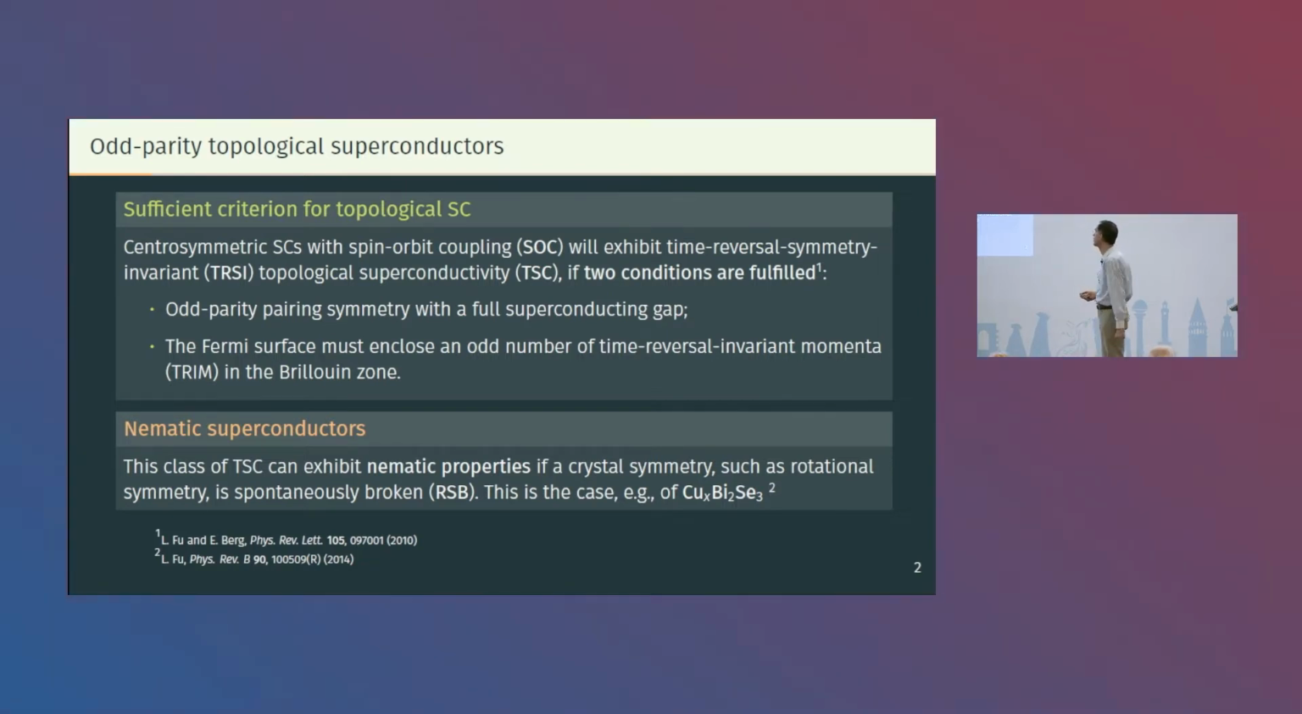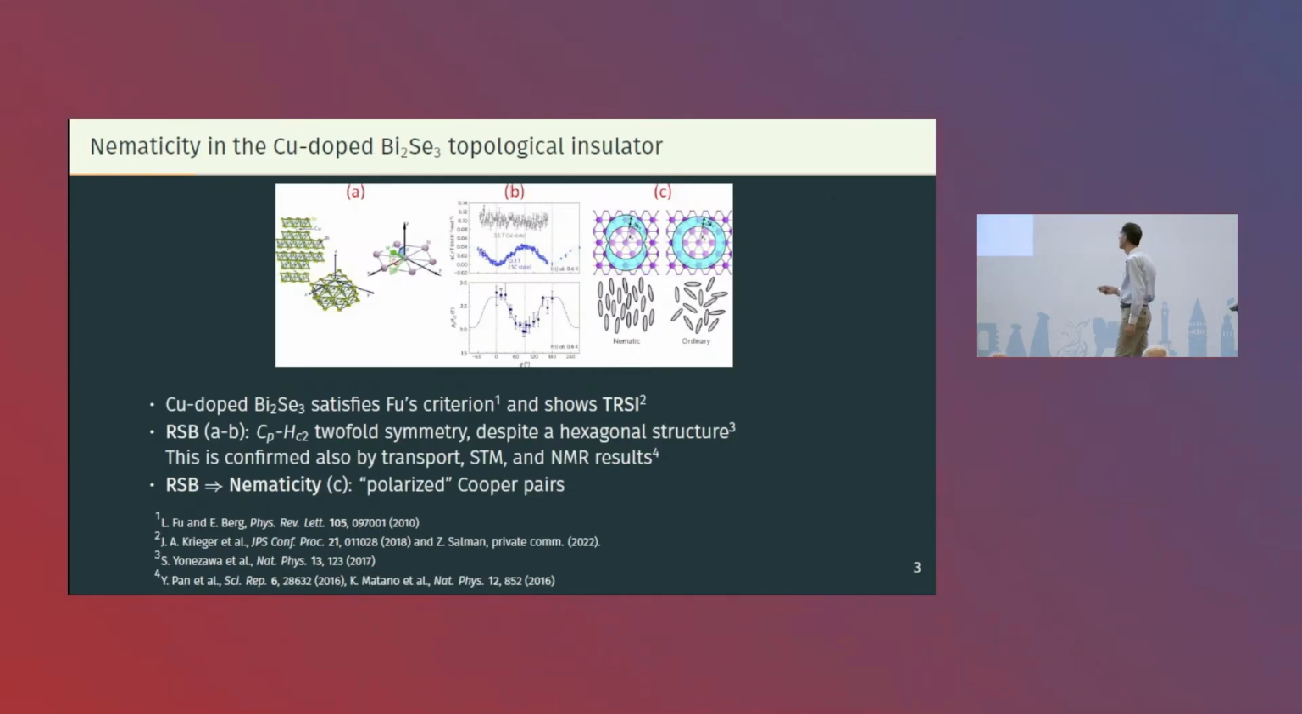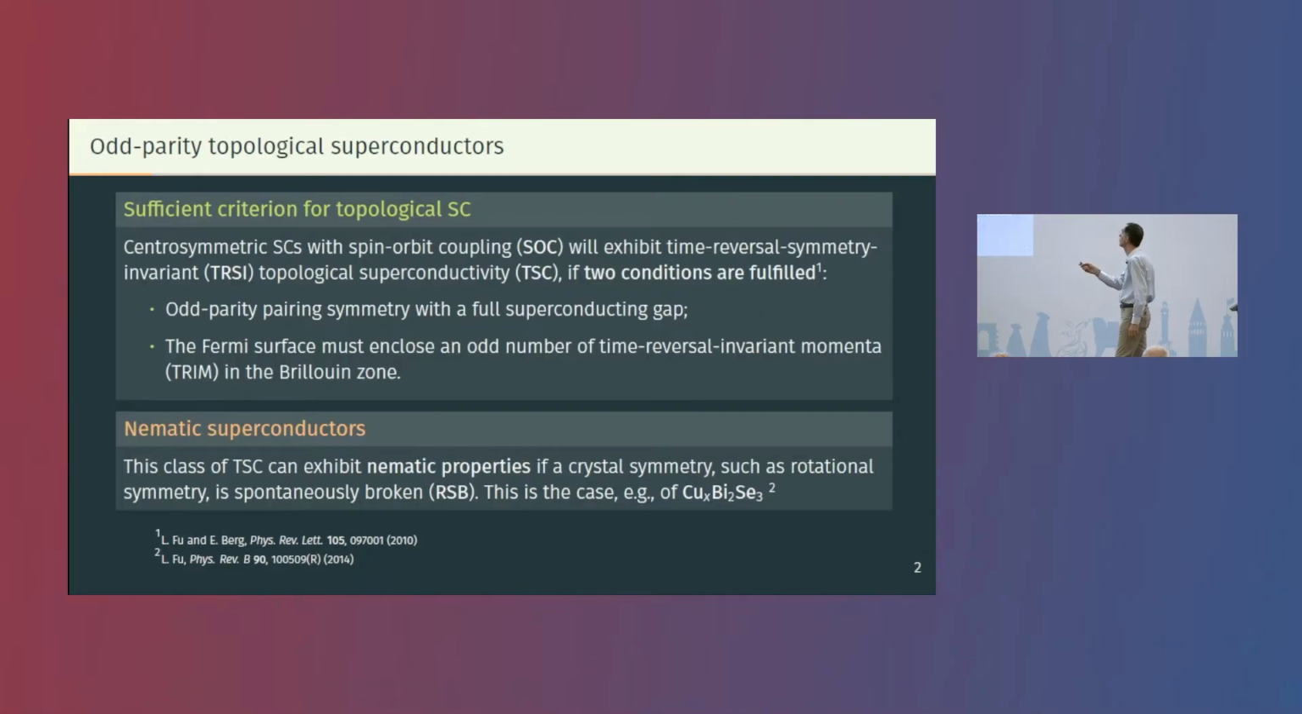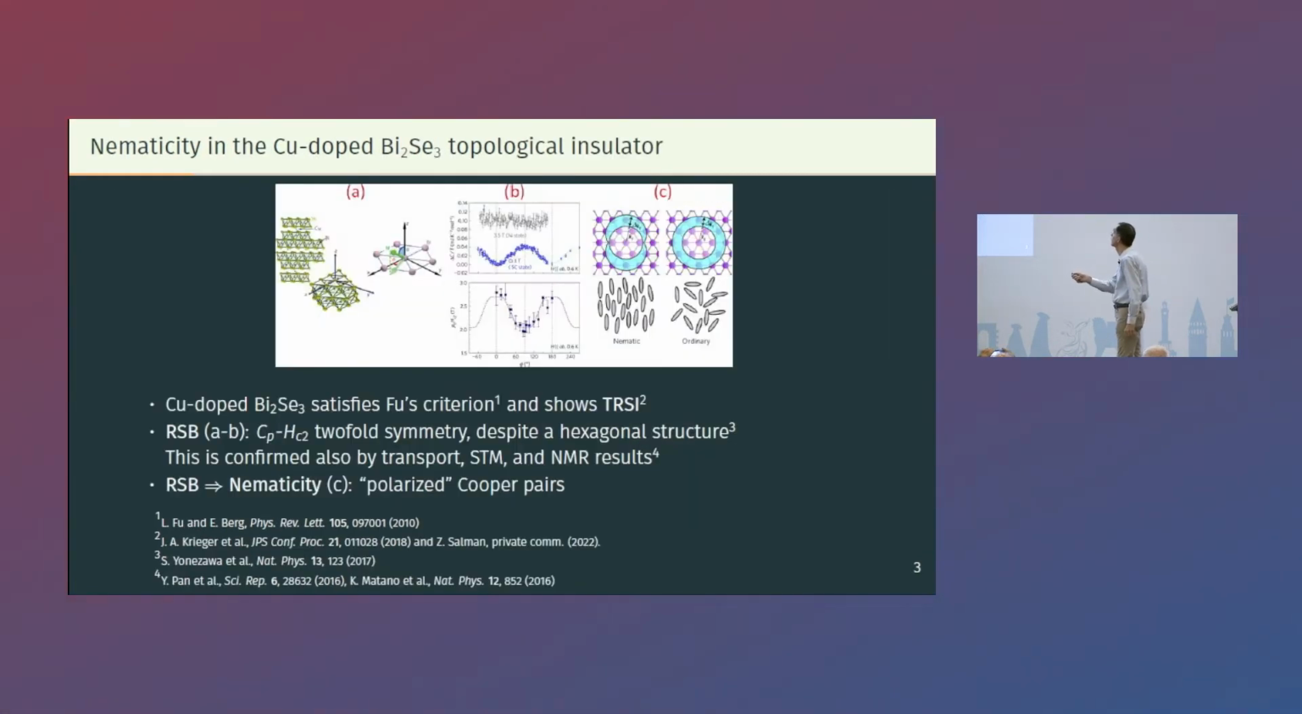And then, as a subclass of this, we might have so-called nematic topological superconductors, which is something we have seen here. Only in the superconducting phase, you have the lowering of the symmetry of the electron fluid below the symmetry of the underlying crystal lattice. This spontaneously broken rotation symmetry is the fingerprint of nematicity in this case. One of the most well-known cases was this material here, the bismuth selenide topological insulator, which when doped with copper becomes a superconductor.